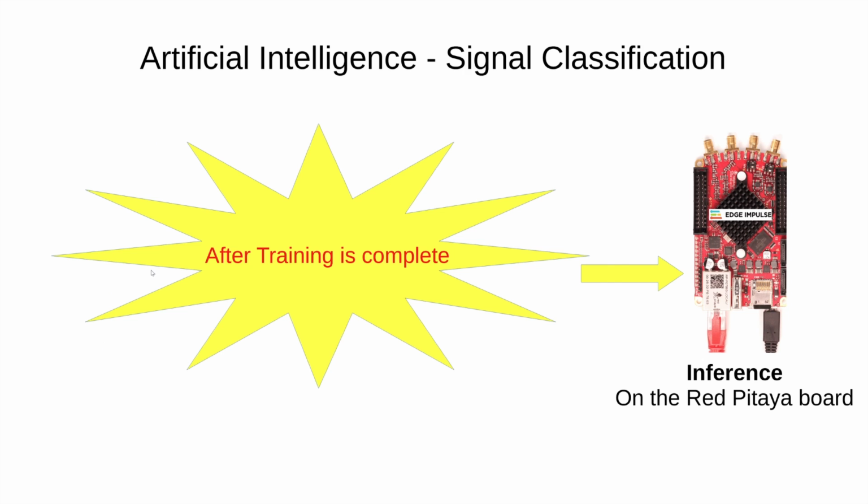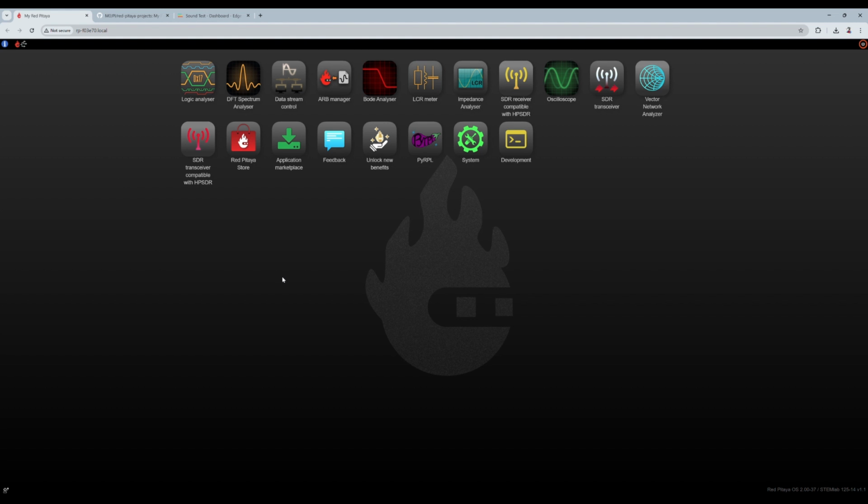In this video, we will focus on installing the model onto the Red Pitaya board, and then in the second video, we'll talk about training. For this video, I'm using a Red Pitaya board that I bought a few years ago, the STEMlab 125-14, and the latest beta version of the Red Pitaya operating system, 2.0 beta 37.